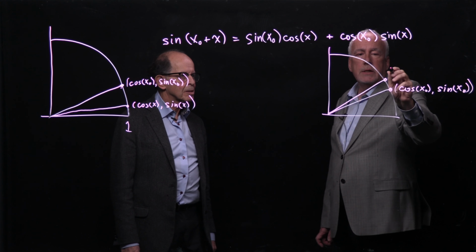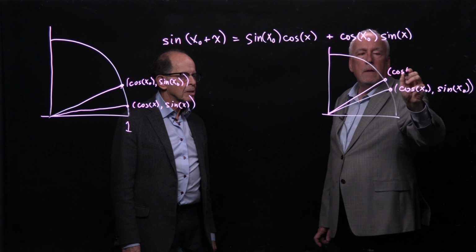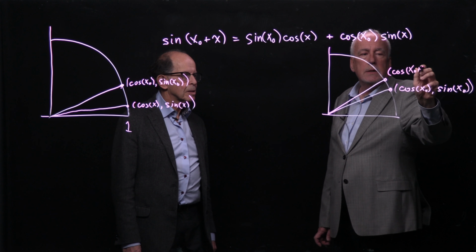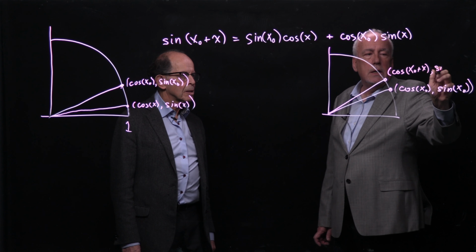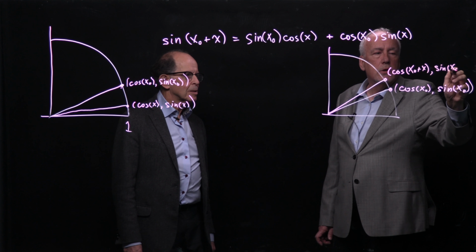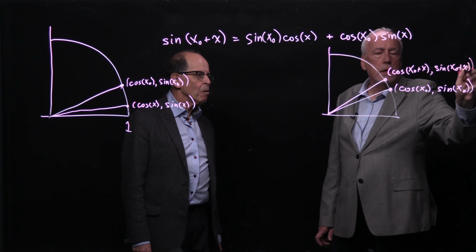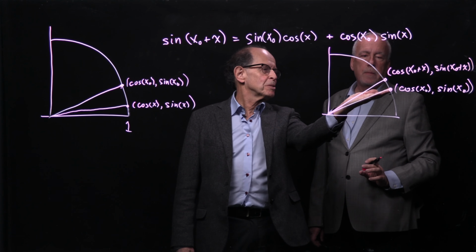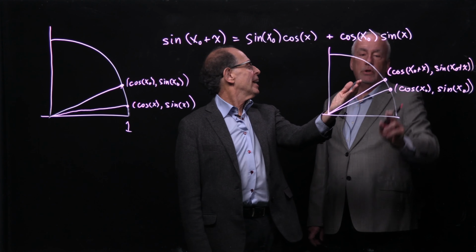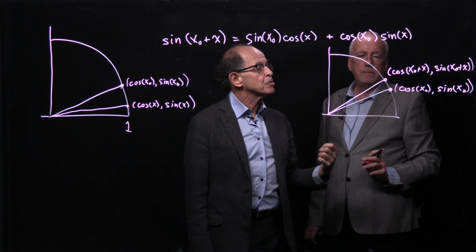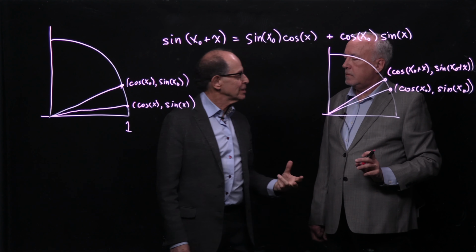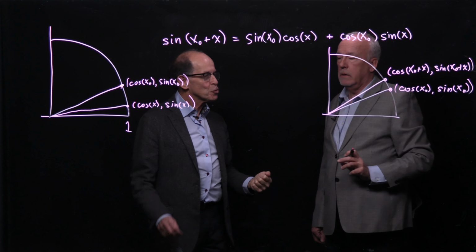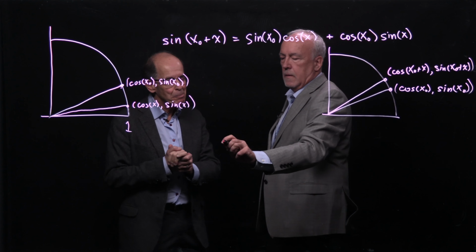So this point is actually cosine of x0 plus x, sine of x0 plus x. Okay, so you've got rotation. You're taking this point and rotating it to that point. That means we know how to do rotations from geometry. So let's do that and see what happens next.